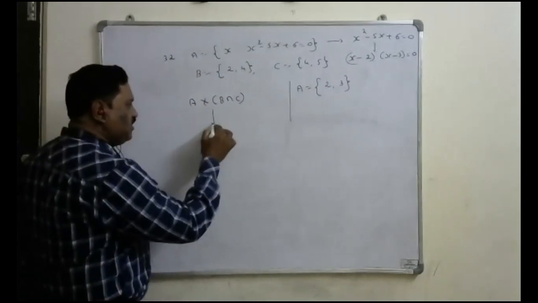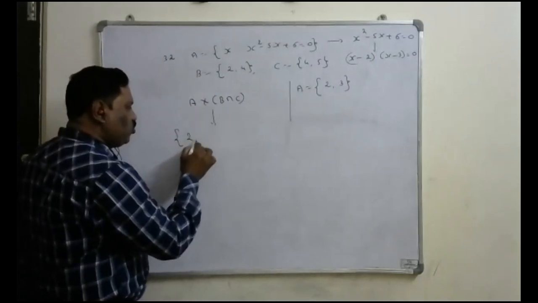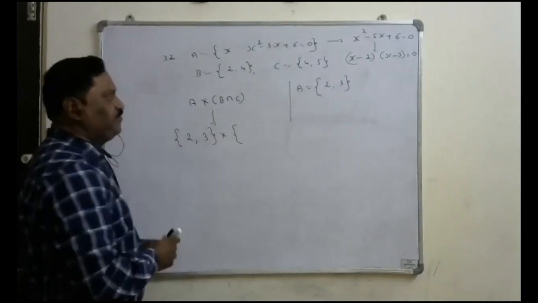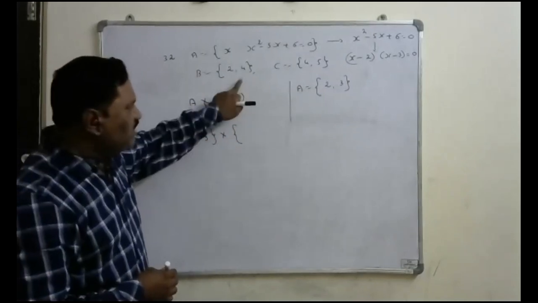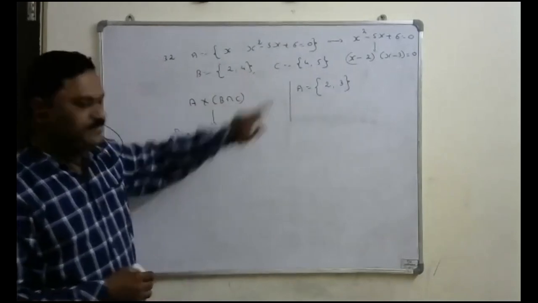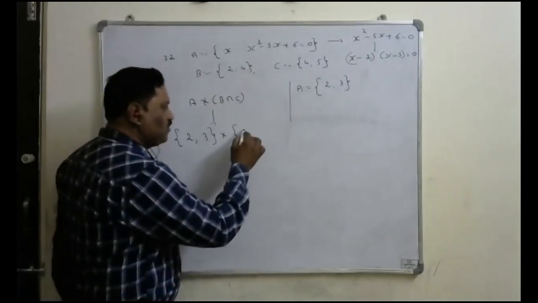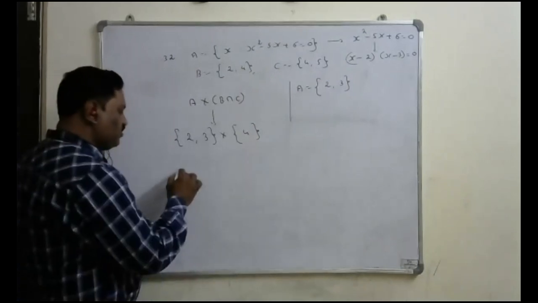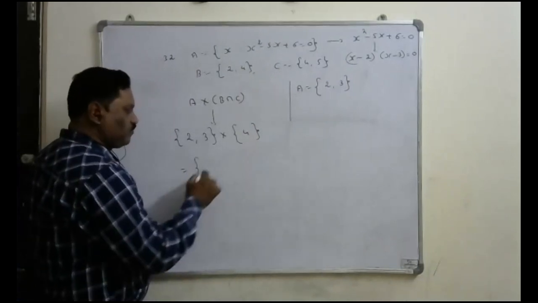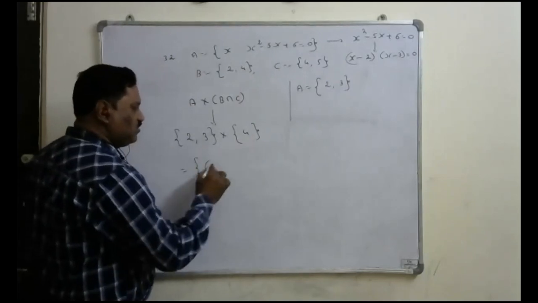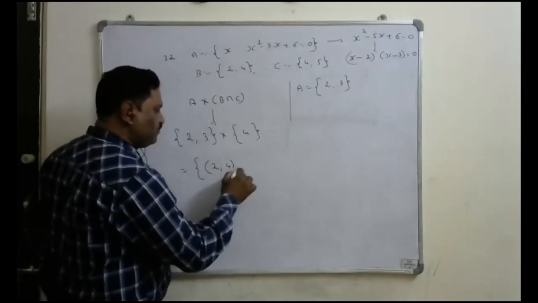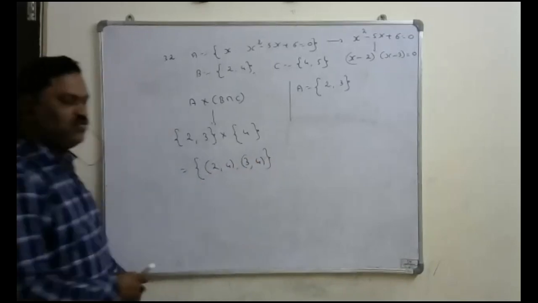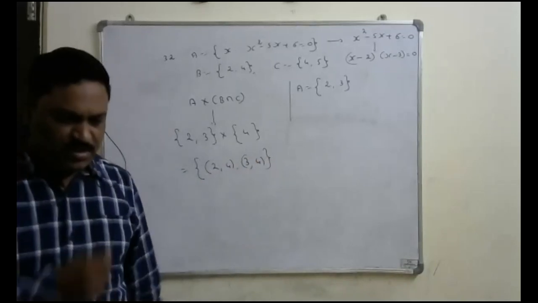That's why set A is 2 comma 3, cross B intersection C. B intersection C means the common element of these two sets, which is 4 only. Now what is the cross multiplication of these two? 2 comma 4, 3 comma 4. Take that.